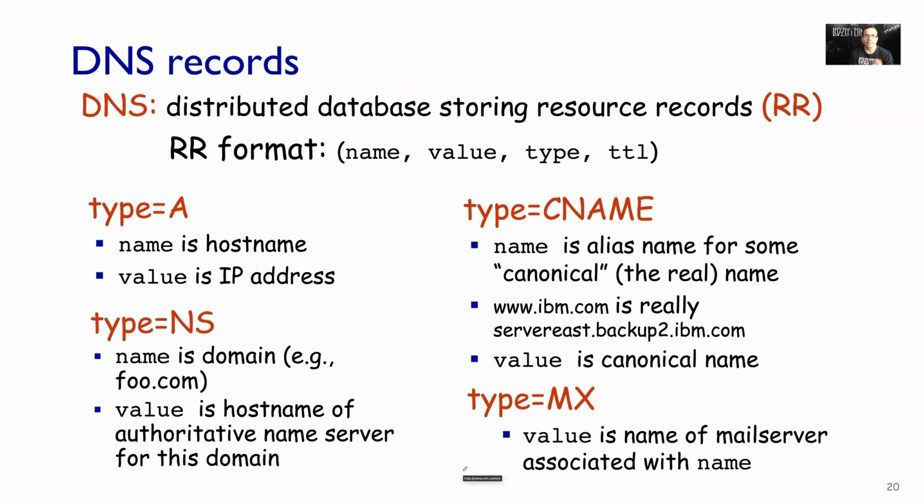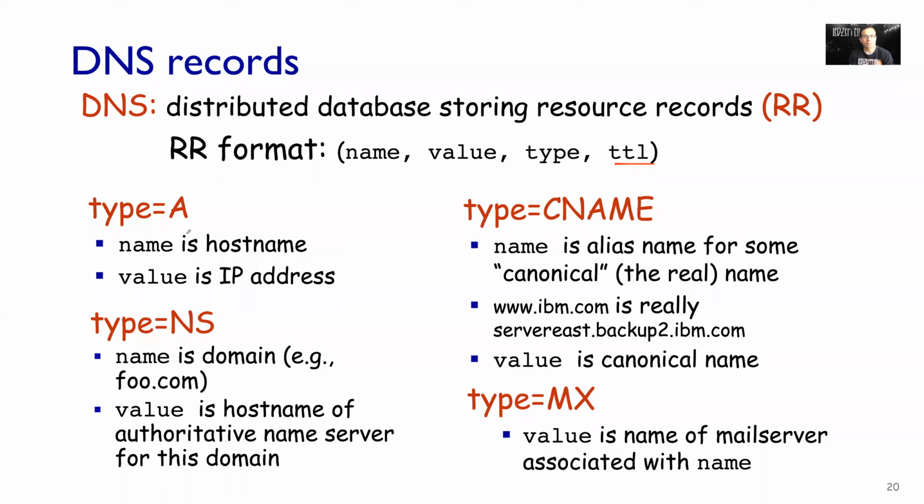Now, what do the records actually look like? How do those entries look? They have a specific format. These are called resource records, RR format. These are the most important fields in that particular resource record: the name, the value, the type, and the TTL. TTL is basically the time for which this record can be stored in a particular DNS server, the cache. The name and value vary depending on the type.